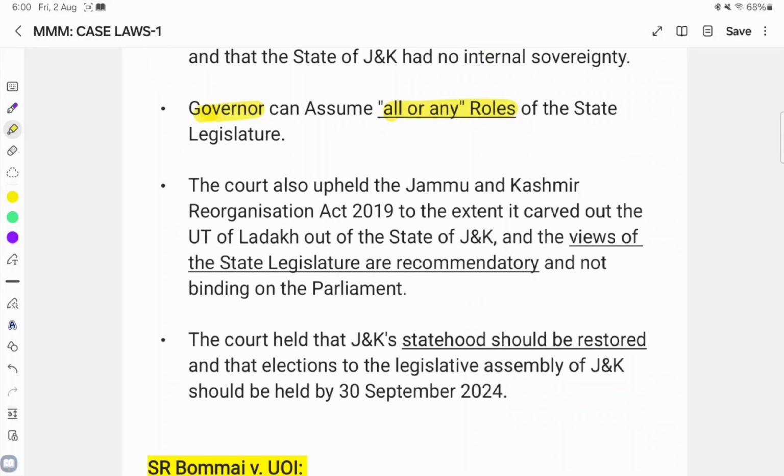The next important point is that whether the Jammu and Kashmir Reorganization Act of 2019 was constitutionally valid or not was also challenged. Here also the Supreme Court said that the views of the state legislature are just recommendatory. They are not binding on the Parliament. So it has been held by the Supreme Court as valid.